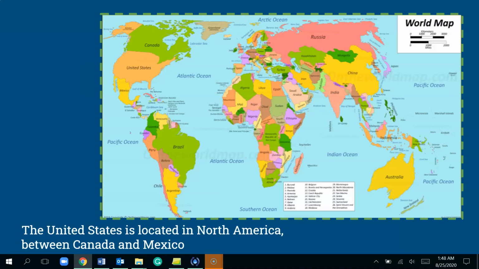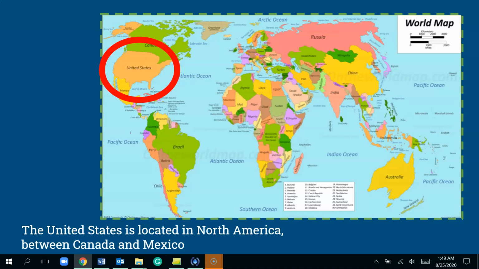What we first need to know is where the United States is located, because you will need to know where the United States is relative to other countries, specifically Canada and Mexico. So as we know, the United States is located in North America, sandwiched between two countries, Canada to the north and Mexico to the south. The civics test questions will ask you to mention the countries with which the United States shares a border.